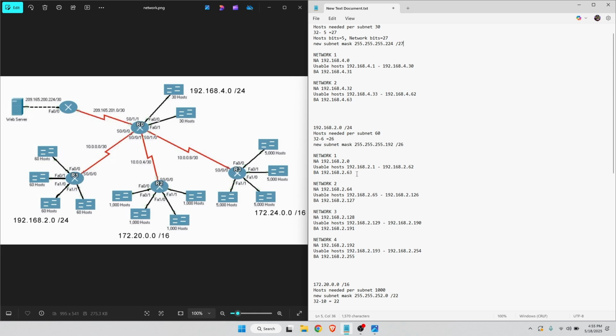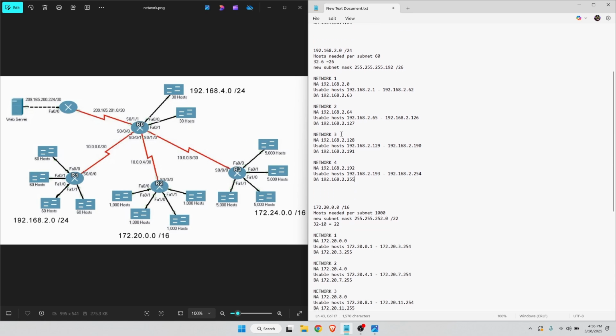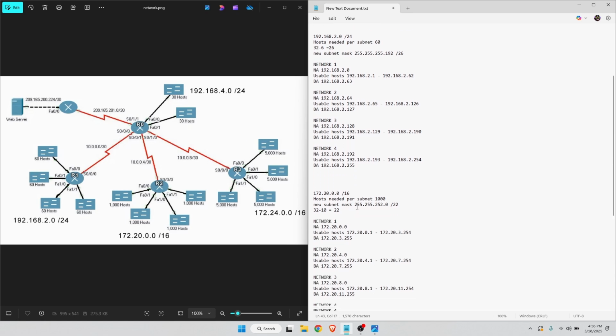Again, 192.168.2.1 to 192.168.2.62. And once we have this and we know how to increment, we could go all the way up. So here you could see we incremented by 64. We have 0, 64, 128, 192. Right, you could see the picture, so I don't think I need to actually say every single one.